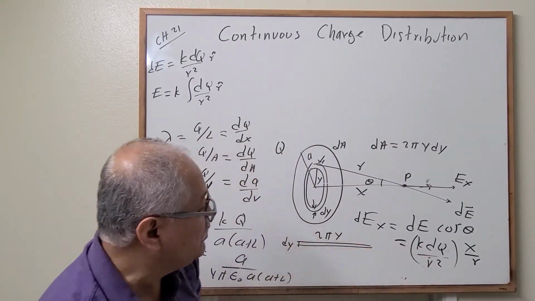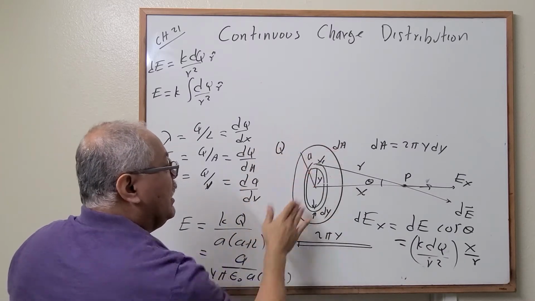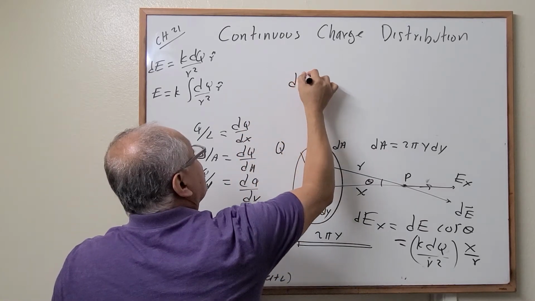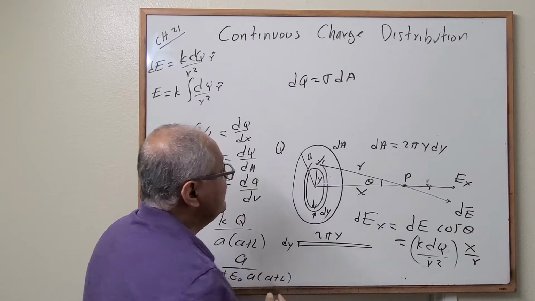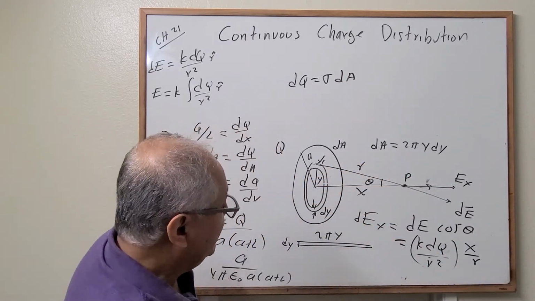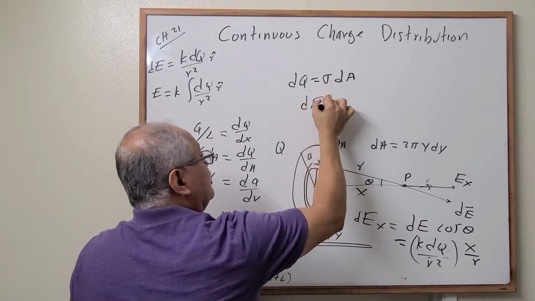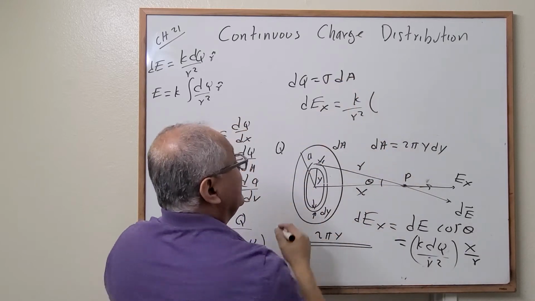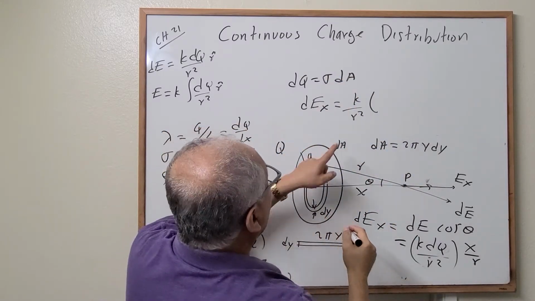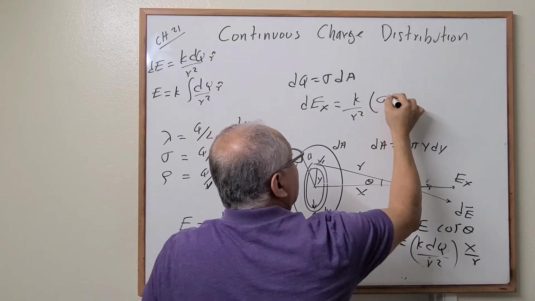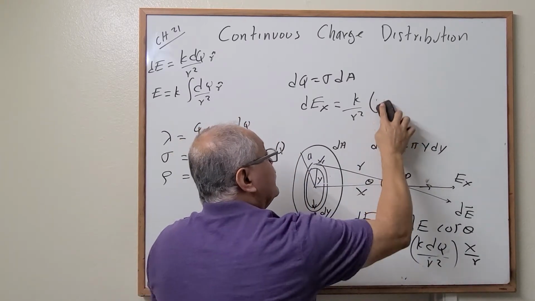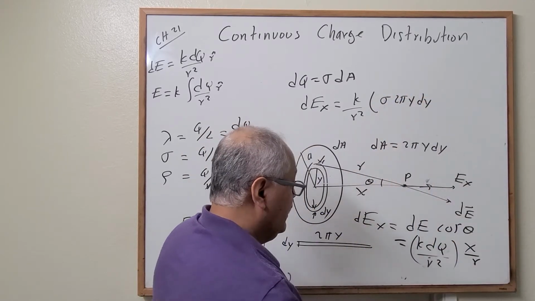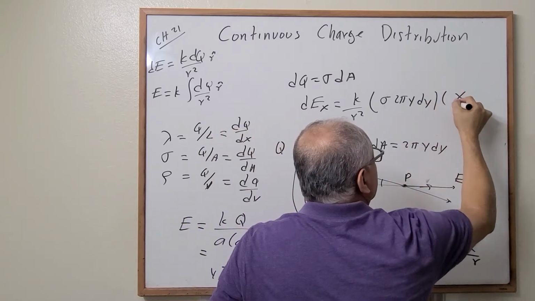Again, now let's go back to dq, but now this q is for a surface distribution. Now let's go to sigma right here. This says that dq is equal to sigma dA. What is dA? Well, it's going to be 2 pi y dy. Great. So in this case, we have that this component is equal to k over r squared times dq, but dq is equal to sigma dA. Correct? So it's going to be sigma 2 pi y dy times x over r.